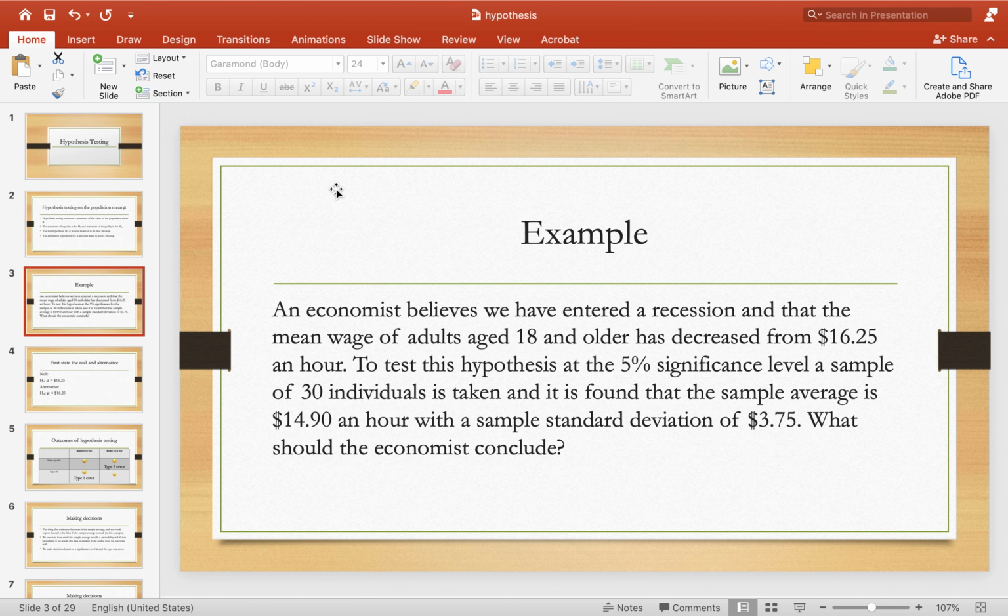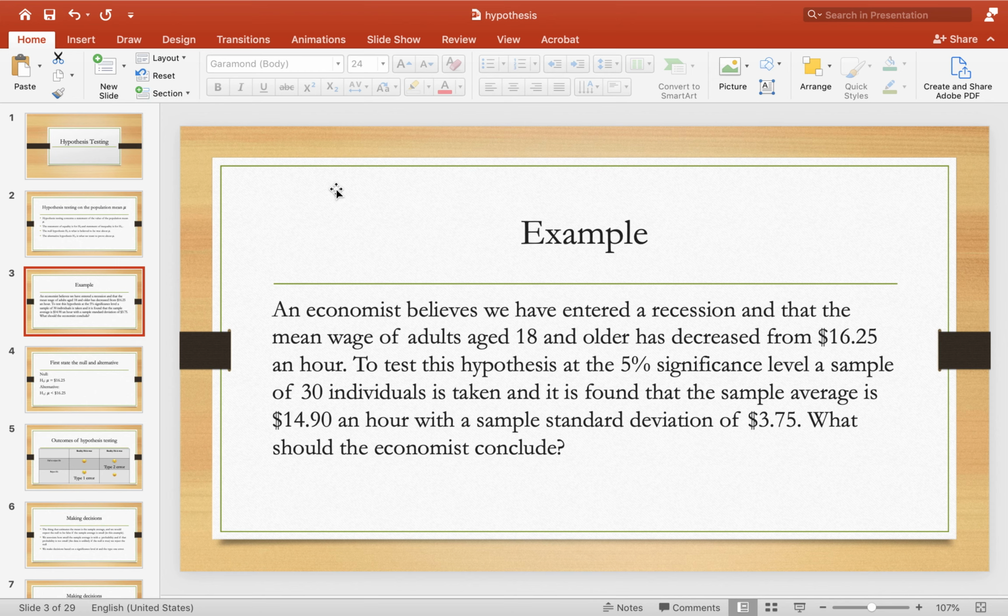So here's an example. An economist believes we have entered a recession and the mean wage of adults 18 and older has decreased from $16.25 an hour. To test this hypothesis at the 5% significance level, a sample of 30 individuals is taken, and it's found that the sample average is $14.90 an hour with a sample standard deviation of 3.75. The question is, what can the economist conclude here?